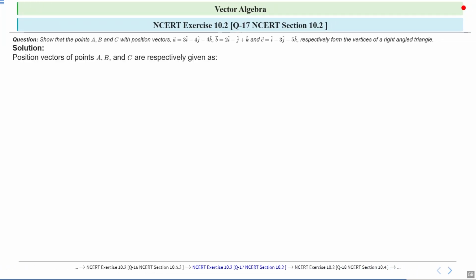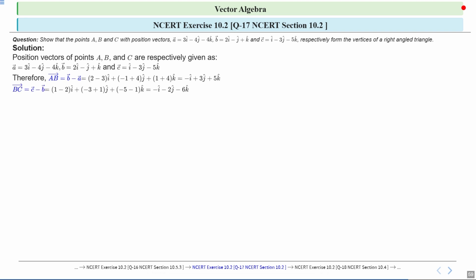Position vectors of points A, B and C are respectively given as A vector is equal to 3 i cap minus 4 j cap minus 4 k cap, B vector is equal to 2 i cap minus j cap plus k cap and C vector is equal to i cap minus 3 j cap minus 5 k cap. Therefore, AB vector will be equal to B vector minus A vector, which is equal to (2 minus 3) i cap plus (minus 1 plus 4) j cap plus (1 plus 4) k cap, which is equal to minus i cap plus 3 j cap plus 5 k cap.